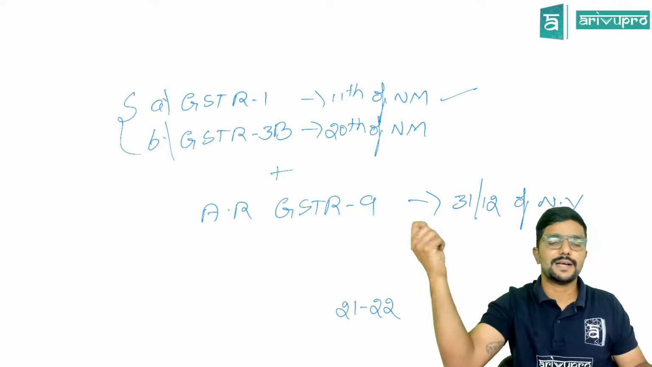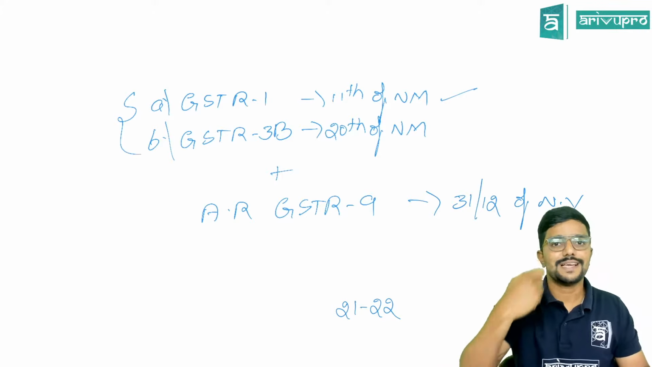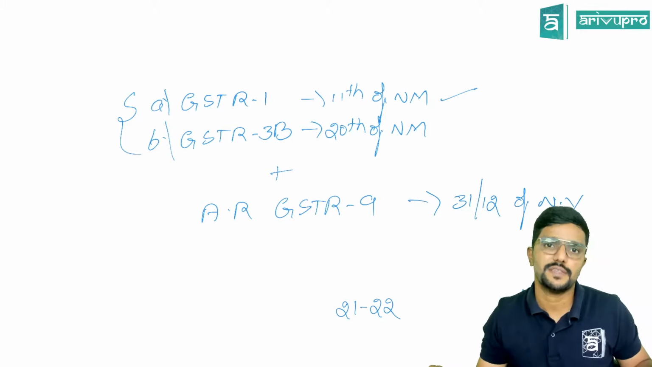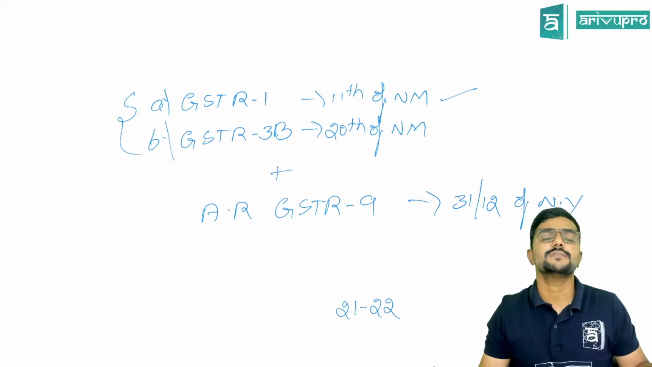So what is the output tax? Okay, take it. Then what is the input tax credit? You are eligible, claim it. Remaining amount you pay and file GSTR 3B within 20th of next month.